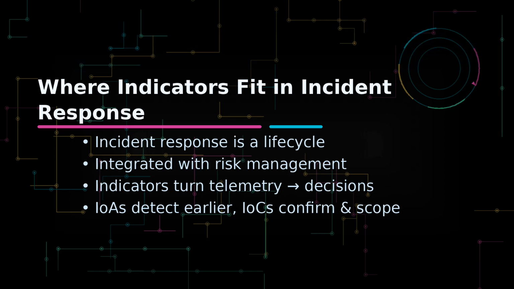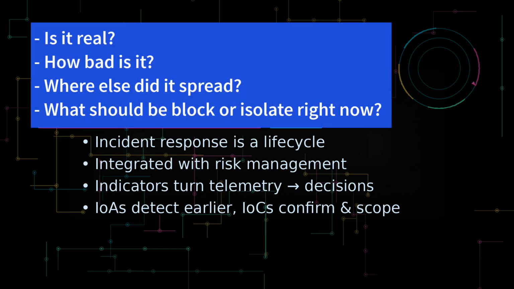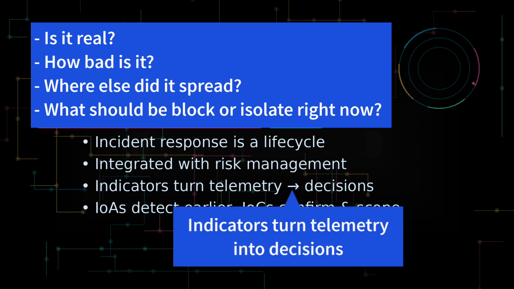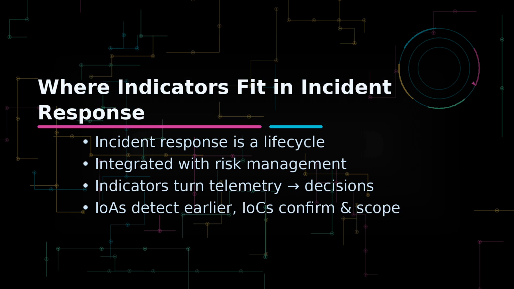Indicators are what make this process measurable and actionable. They help answer fast questions like, is this real? How bad is it? Where else did it spread? And what should we block or isolate right now? In other words, indicators turn raw telemetry, logs, alerts, network flows, endpoint events into decisions. As we go forward, keep a simple mental model. IoAs tend to help you detect earlier, and IoCs tend to help you confirm and scope deeper. In a mature program, you use both continuously.